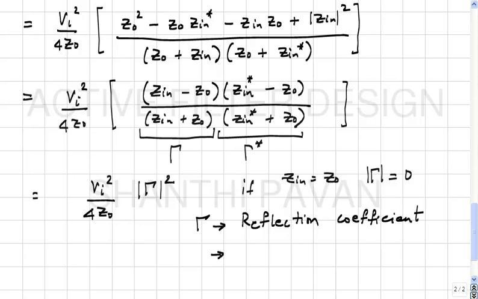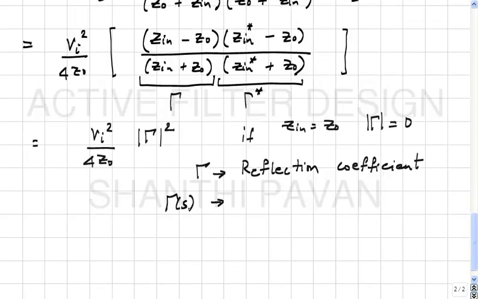One important thing to note is that gamma is a function of Zn, but Zn itself is a function of s, or j omega, if you like. Therefore, the reflection coefficient is not a constant number. It is in general a frequency dependent quantity, just like H of s. Gamma of s is also a function of s, and gamma of s is given by Zn of s minus Z0 divided by Zn of s plus Z0.